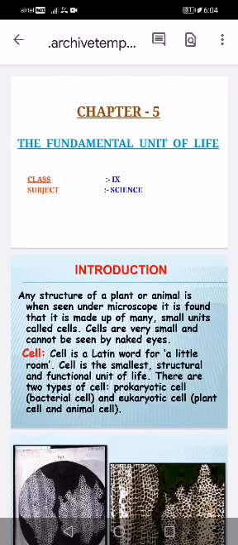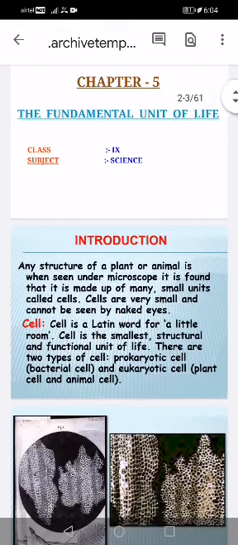The first chapter in biology, the fundamental unit of life. In this chapter, we are going to study about the unit of life, that is cell. You can define a cell: cell is the smallest structural and functional unit of life.